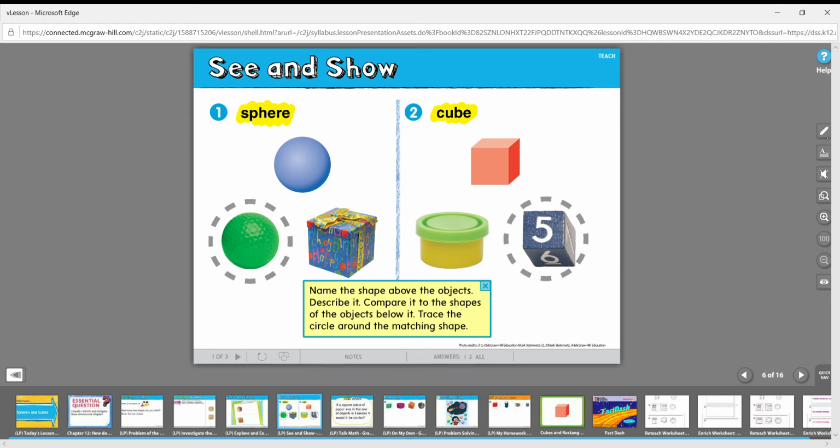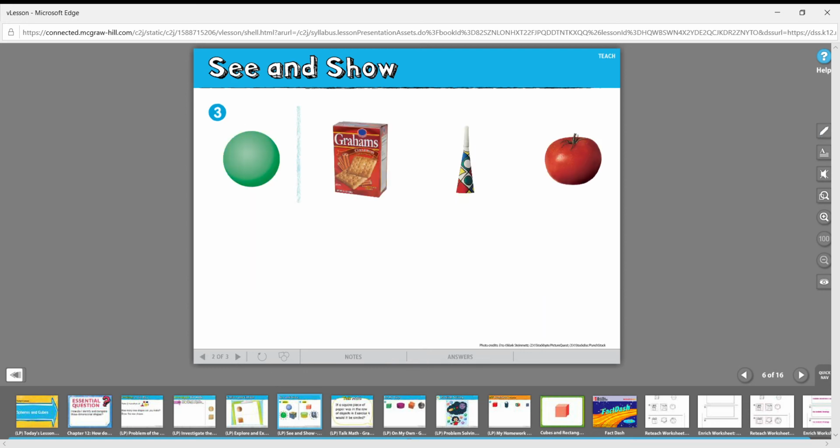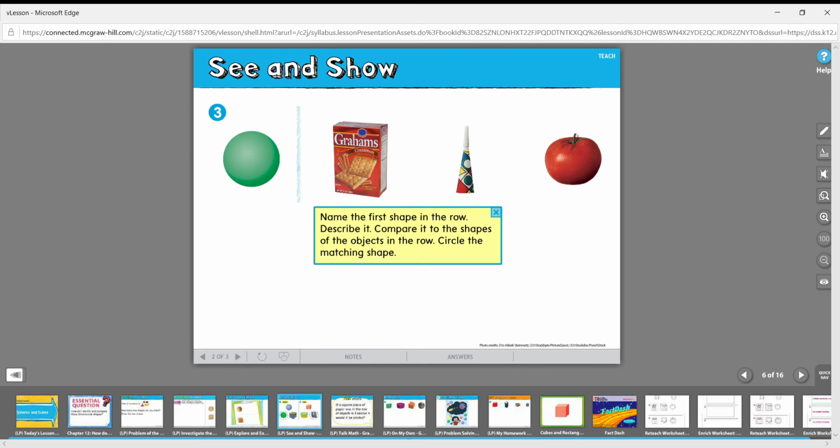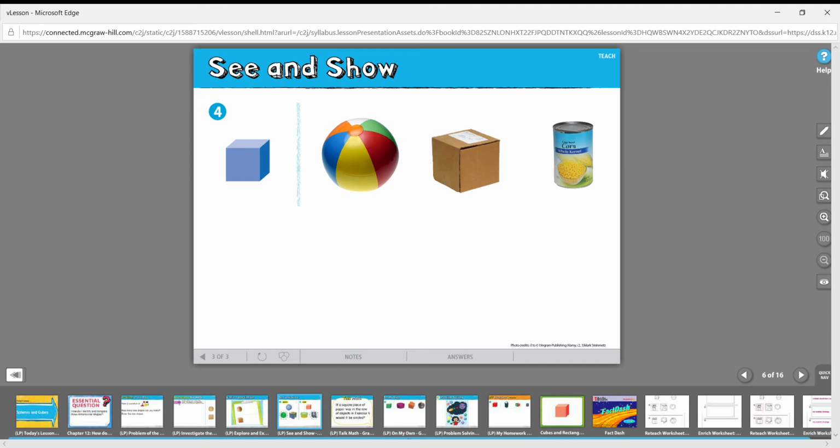Now let's look at number two. It looks just a little bit different. Name the first shape in the row. What is that shape? It's a sphere. Compare it to the shapes of the objects in the row. Circle the matching shape. Is this graham cracker box a matching shape? No. Is this party favor a matching shape? No. Is that tomato a matching shape? Yes, a sphere. Then you will go on to number three on that page. You're going to do the same thing. Look at the cube. Compare it to these objects. One of these objects is the same shape as the cube. You will circle that object.